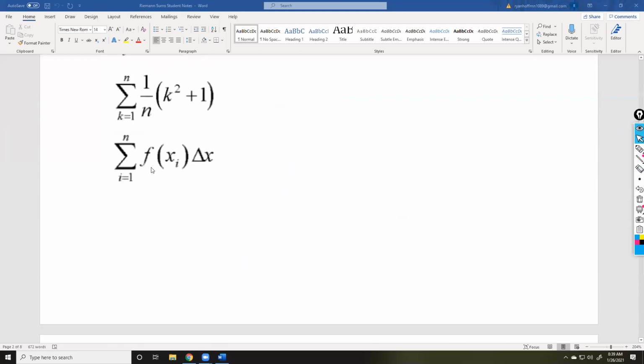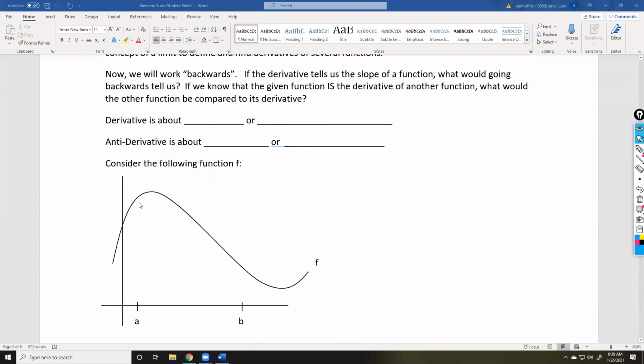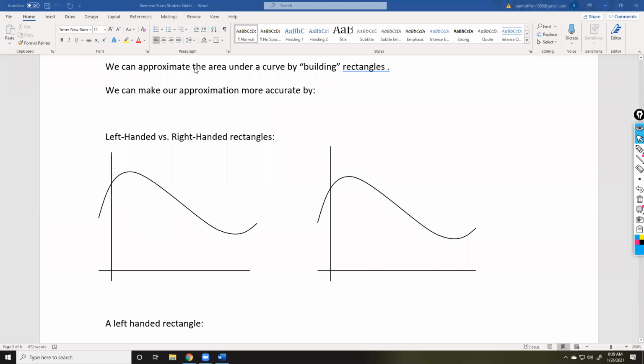And so that leads to this formula. This method of adding together the rectangles is going to look like this last summation formula that we have. That's why we spent yesterday talking about this notation, because we use this notation when we talk about finding this area. Now, there are two different choices that we can make for how we build these rectangles. Approximate by building rectangles.